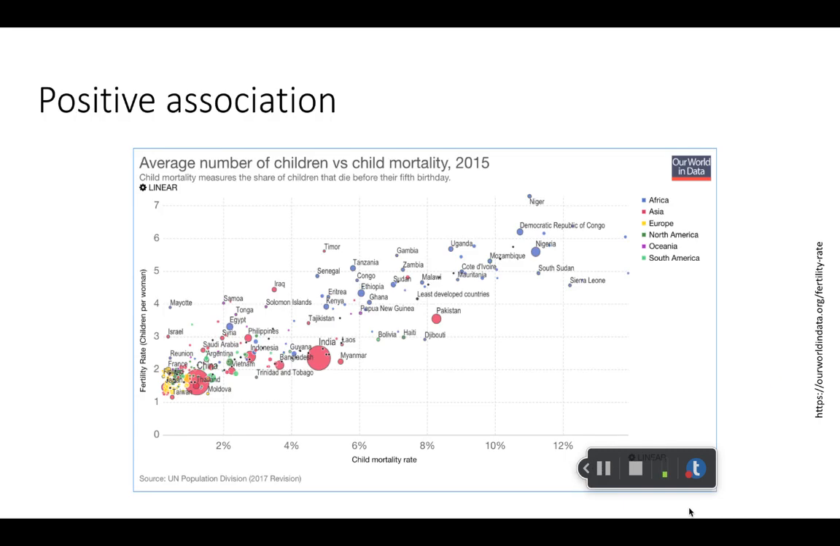So here's some examples. Here's a positive association showing on the horizontal axis, called the x-axis, rates of child mortality in different countries. And on the vertical axis, or the y-axis, we see fertility rates, or the average number of children per woman. And you see here the positive relationship means that in countries with higher child mortality rates, there is a larger fertility rate. Women tend to have more children in countries with high child mortality rates.